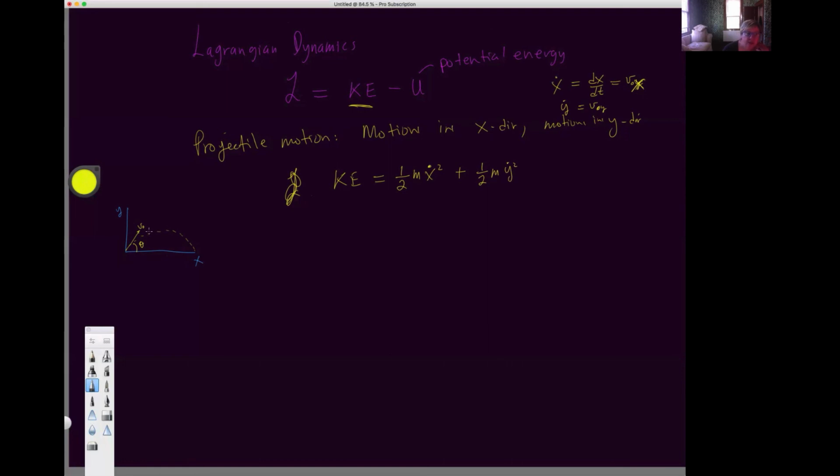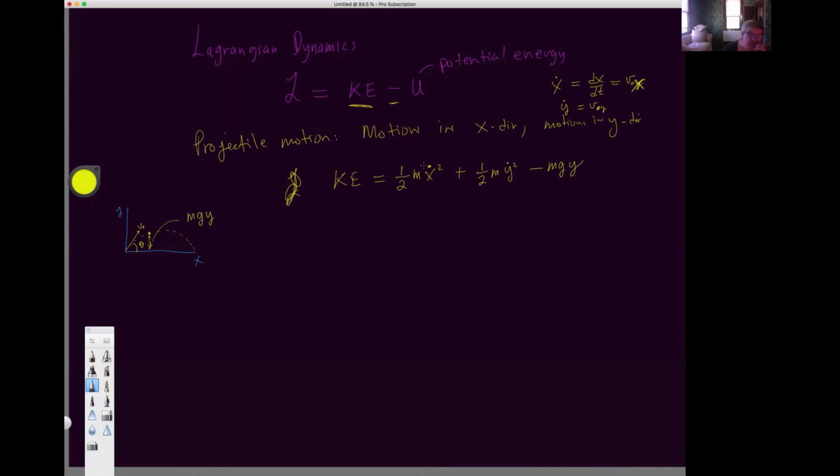So let's say it's right here at this point. That's a distance y above the ground, right? So here, mgy is the potential energy. And we say that the Lagrangian is KE minus U, so this is going to be minus mgy, okay?